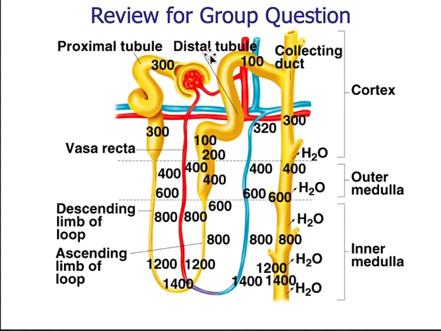Function stays the same. And the distal convoluted tubule is where we make our changes to aldosterone and the atrial natriuretic factor. Okay, the collecting duct, we also make changes to the amount of ADH so that we can control how much water we reabsorb. Okay.